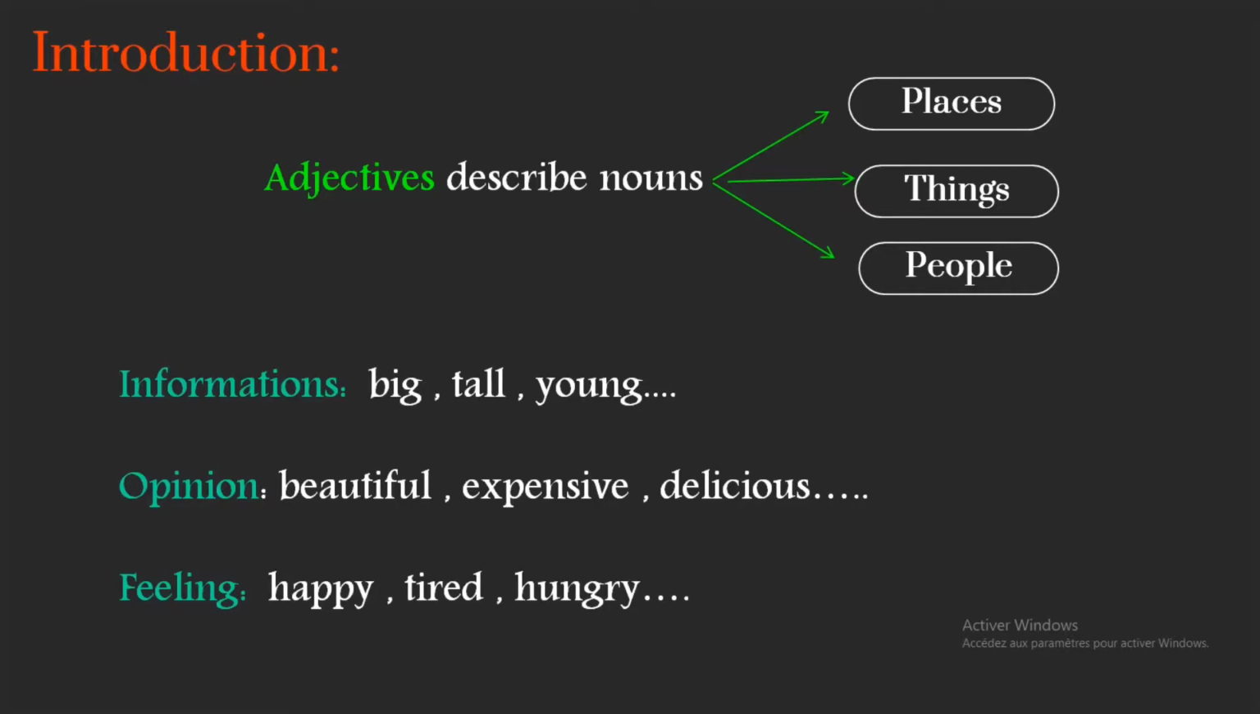So a lot of times we like to compare things. In English, when we compare things, we need to use comparative adjectives. So, what are comparative adjectives? They are words we use when we are comparing different things or different places. So, let's look a little bit more into this.